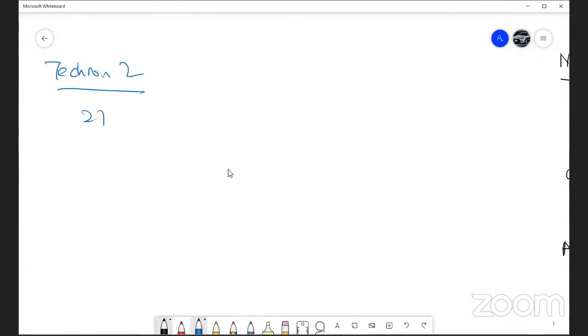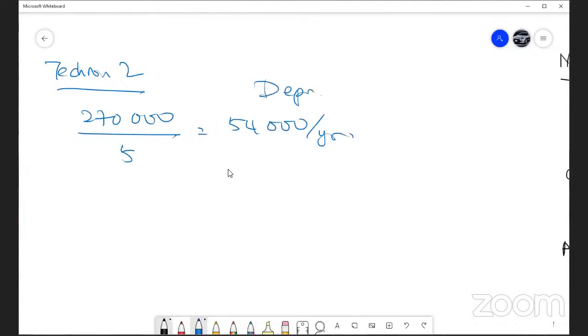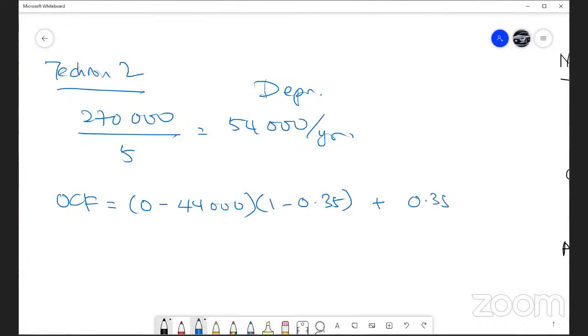Tacron 2 costs $270,000, but then it's depreciated for 5 years. So each year is $54,000 per year. This is depreciation again. So next, find the OCF. All right, no sales, so 0 minus the costing. The costing for Tacron 2 is $44,000 per year. It's in the question, if you are wondering. Okay, 1 minus tax of 0.35 plus tax times depreciation of $54,000.